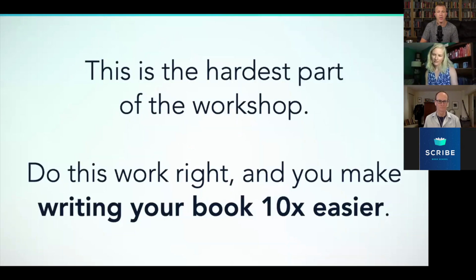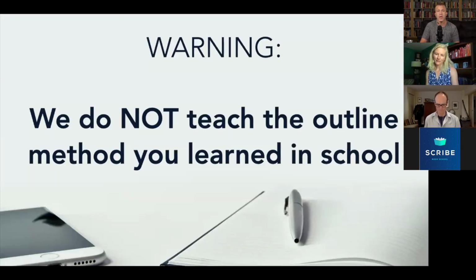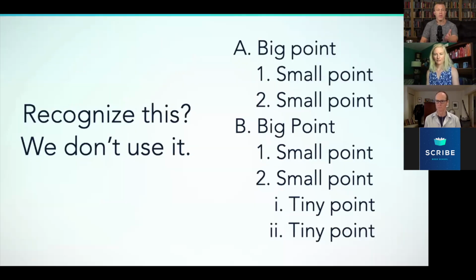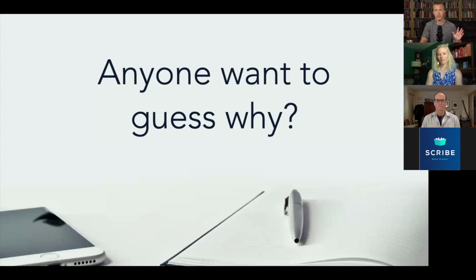Now let's talk about outlining the chapters. This is the hardest part of the workshop, okay? But if you do this work right, it's going to make writing your book 10 times easier. Now, I'm going to give you a warning. We do not teach the outline method you learned in school. You probably learned this in school: big point A, small point 1, tiny point i, etc. We don't use this.